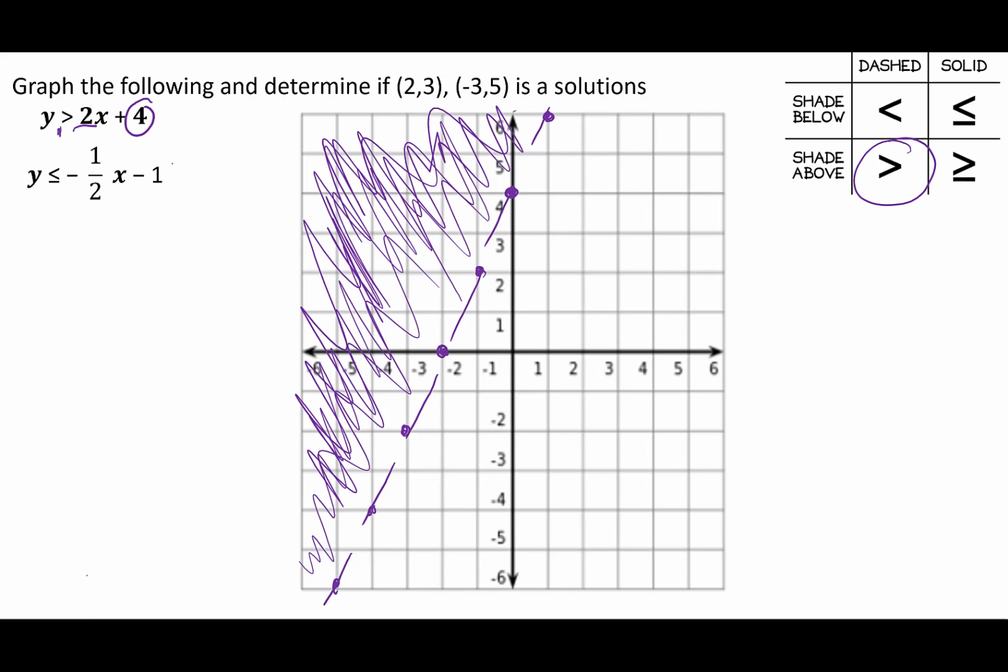All right, now I'm going to graph the second one. I begin at the y-intercept. And then I'm going to use my slope, which is a -1/2, so down 1, right 2. And then looking at my inequality symbol, it's less than or equal to. So it's a solid line. And I'm shading below.